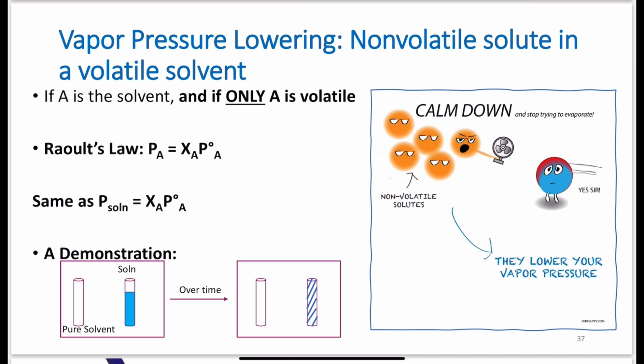I want to talk more clearly, though, about the vapor pressure lowering, which is caused by that non-volatile solute in a volatile solvent. So again, volatile means that it has a vapor pressure. What that means is that if left out in regular atmosphere, whatever it may be, the species will go into the gas phase without actually boiling.